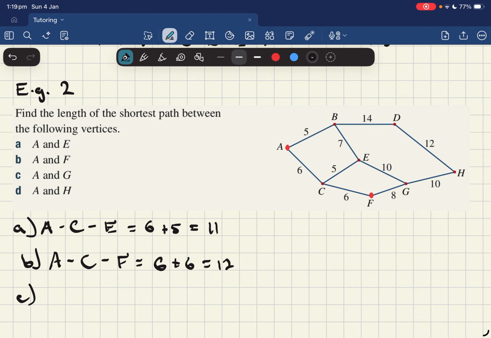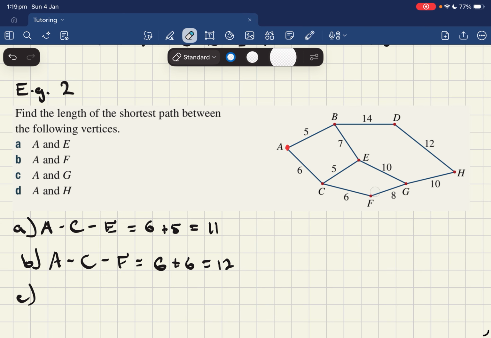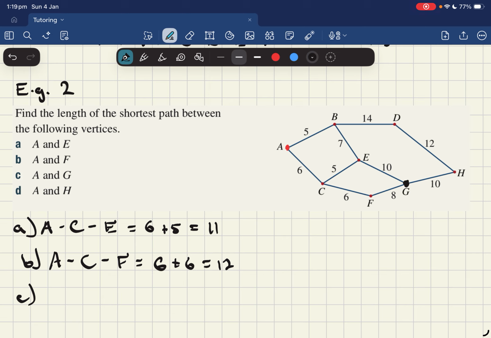Next one, we're trying to get from A to G. So from here to here. Let's do it in red again. Okay. There are a couple of different options I can take, but mainly two that make sense.